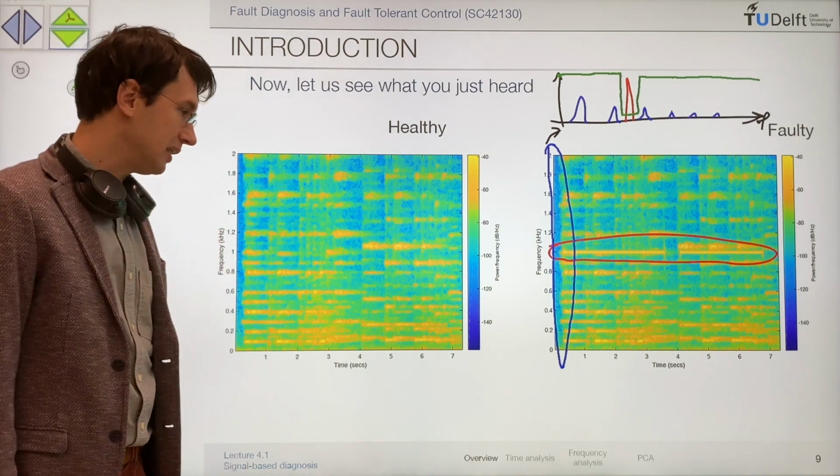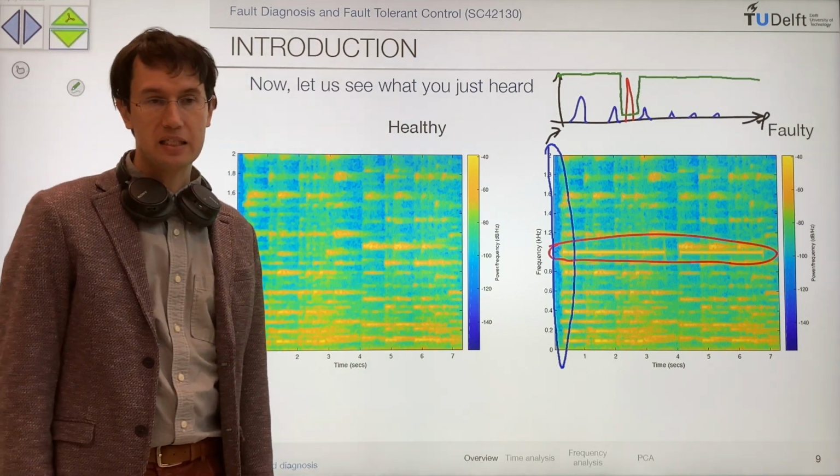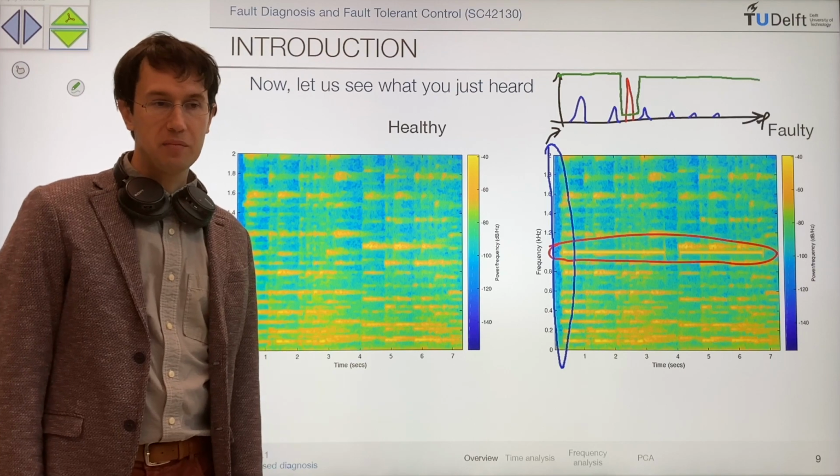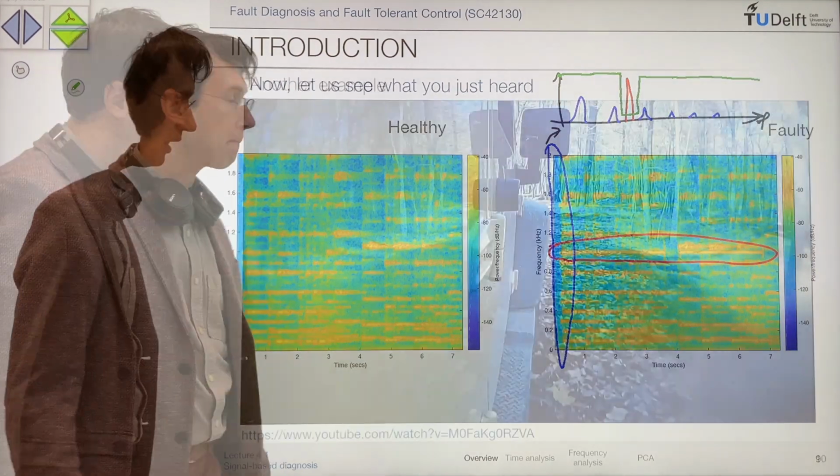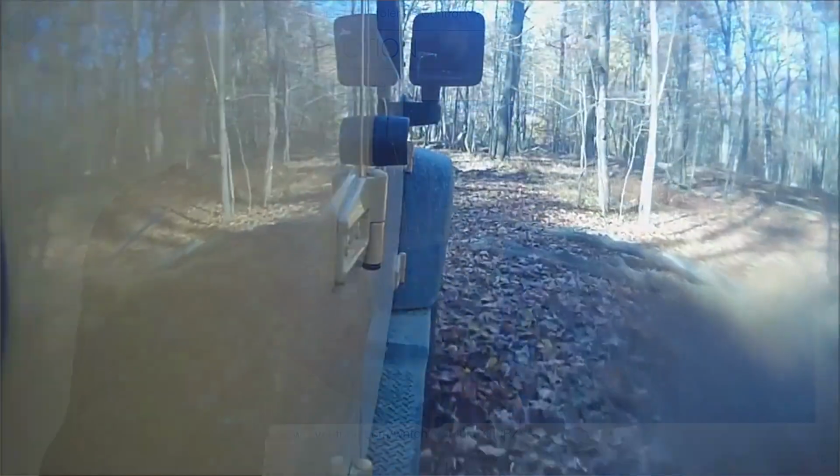So this was an example on a signal that you can hear, but we can also look at an example about a signal that you can see. So let us play this video.